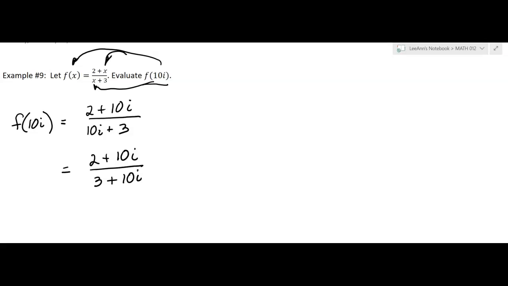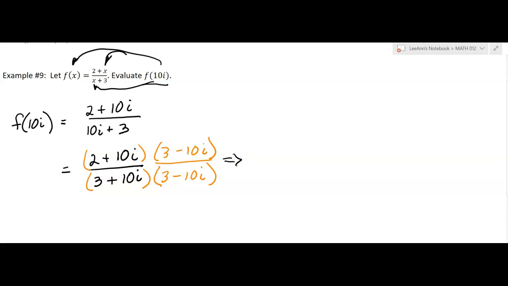Now I need to multiply by the complex conjugate. I'm going to put parentheses around both the numerator and the denominator, and we're going to be multiplying by the conjugate of the denominator, 3 minus 10i. You multiply both the numerator and the denominator. It's just like you're getting a common denominator with fractions. Okay, now we have to multiply things out.